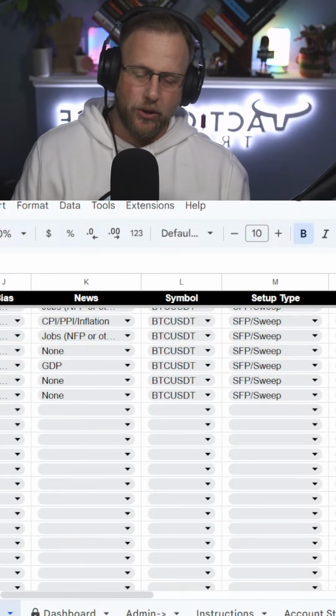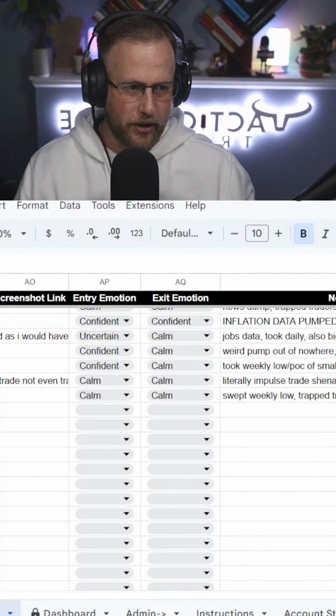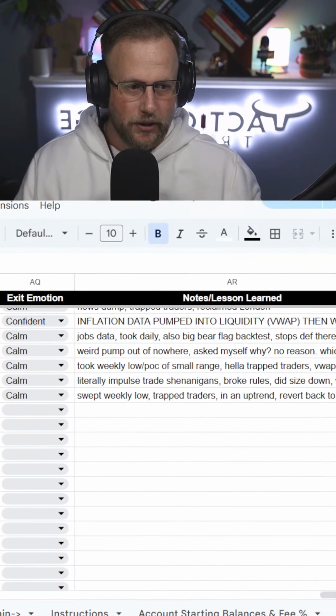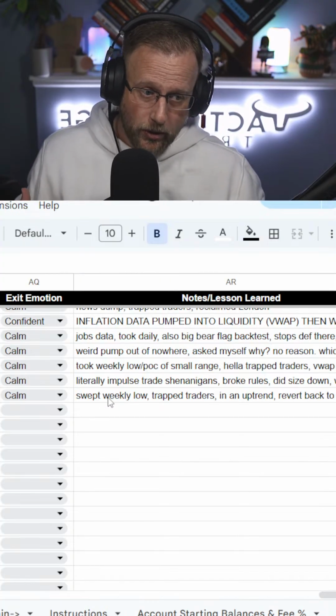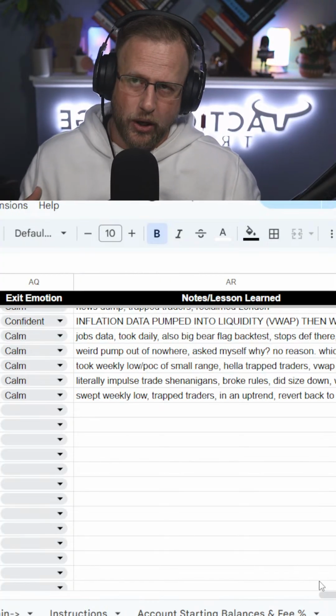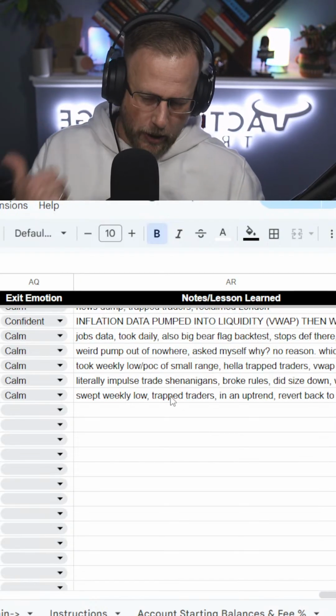My entry here, I've got my notes in my journal right here. This is my Bitcoin trade right here. So we swept the weekly low, right? This was earlier in the day. This was a 12 p.m. Central Time trade. I think it was 12:01 to be exact. We swept the weekly low.